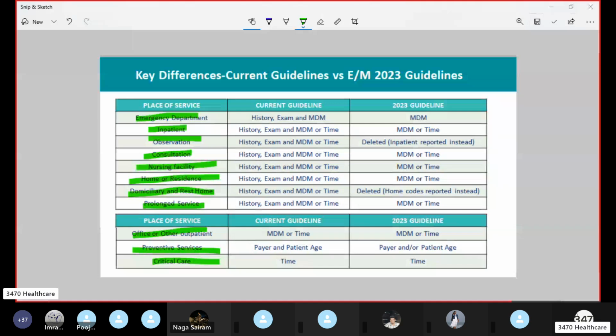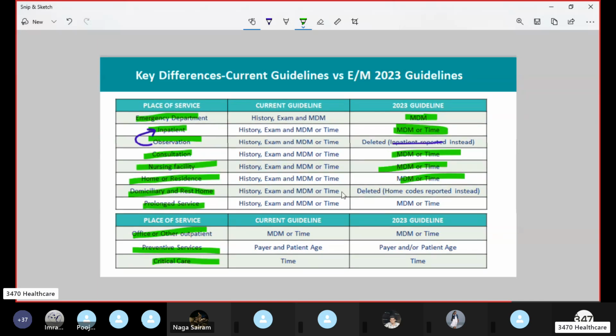Encounter names. That is based on what? As per 2023, MDM only. Inpatient, MDM or time. So these observation codes are deleted. Instead of that, they are telling us to use the hospital inpatient code. And consultation, MDM or time.